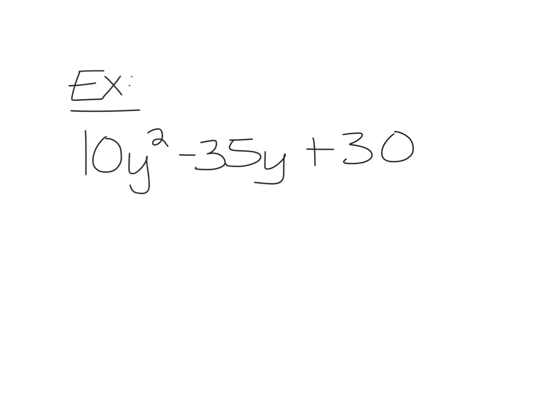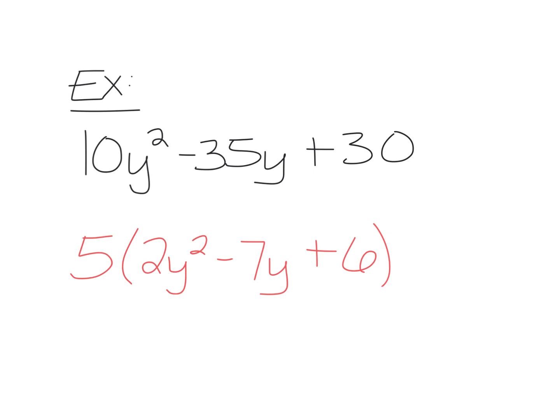All right. Okay. What did we take out? What did everyone take out? Show me on your hand. Everyone took out a 5. Okay? So if I take out 5, what do I have left? 2y to the second minus 7y plus 6. Okay? Bummer. We still have a leading coefficient. Is there any other way we can get rid of it? Right. So we have to go to our grouping process.